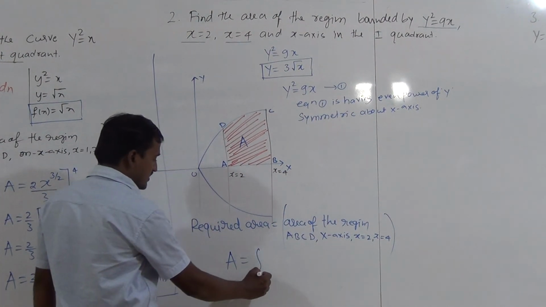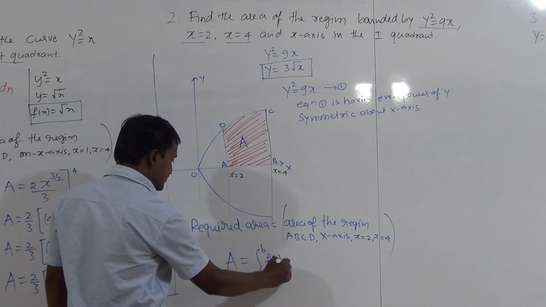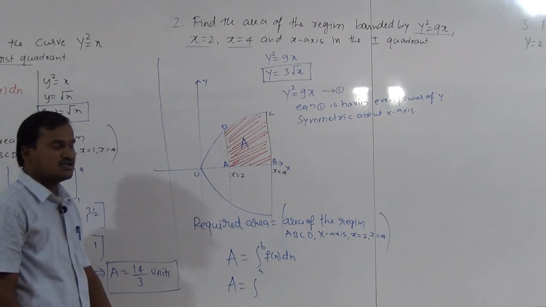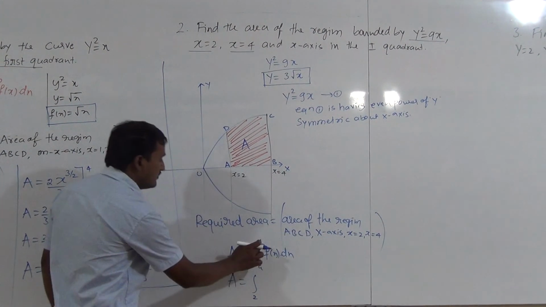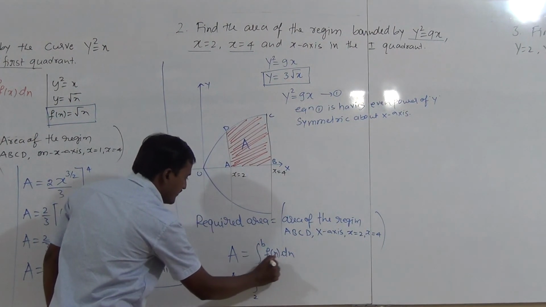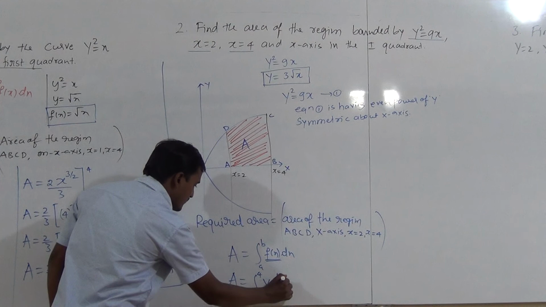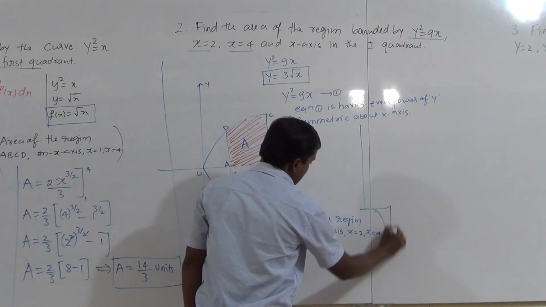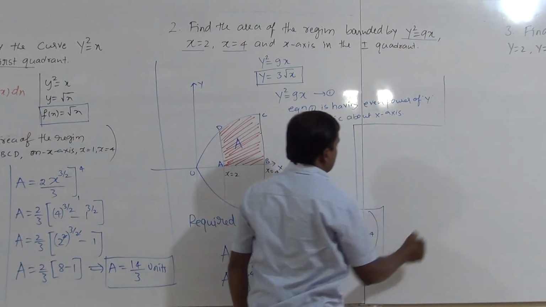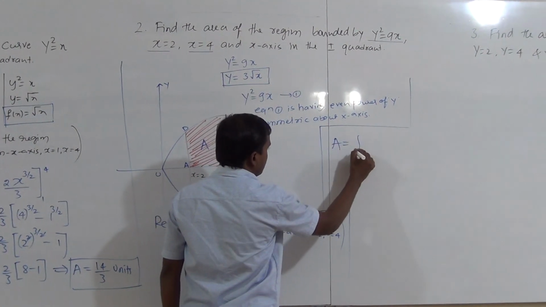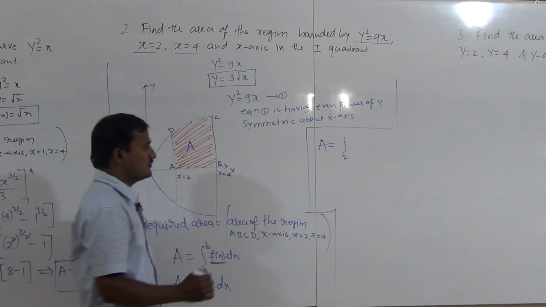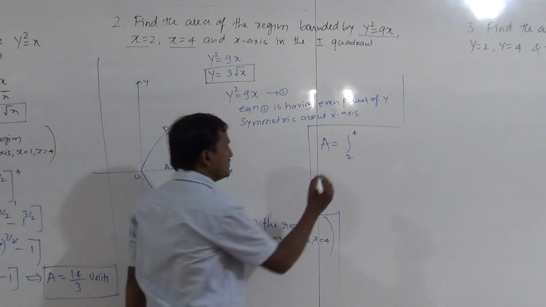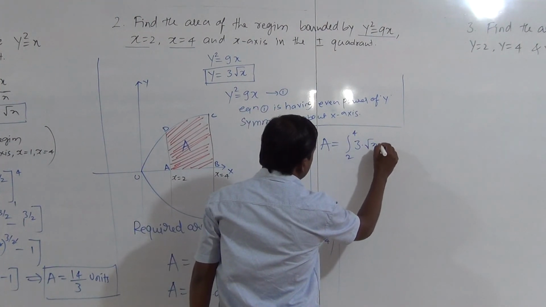What is the formula? Integration from a to b of f of x into dx. So therefore the required area A is equal to the integral where the lower limit a is 2 and b is 4. f of x is always nothing but y, y into dx. But what is the value of y? So A is equal to the integral from 2 to 4. y is nothing but 3 root x. So therefore 3 root x into dx.